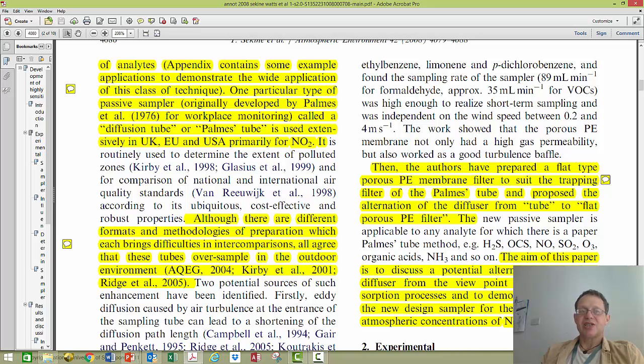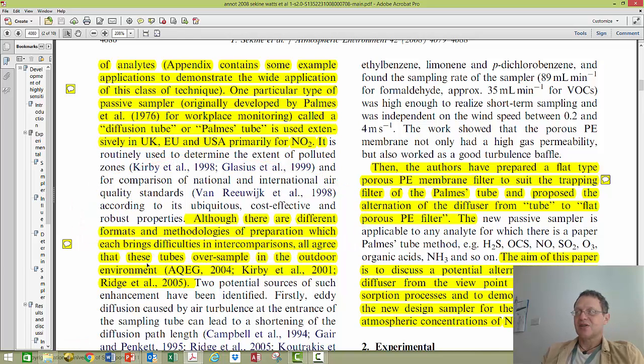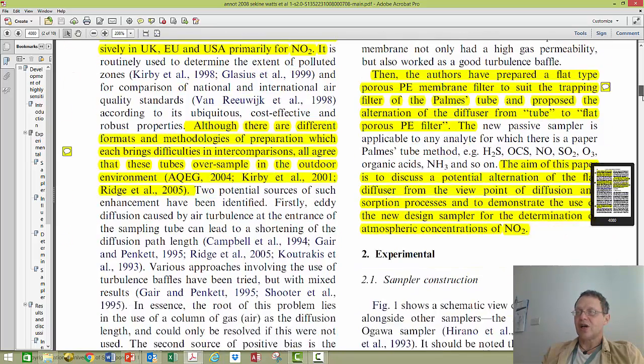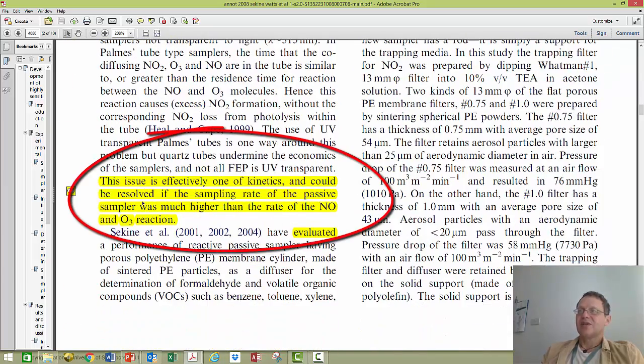Now, the next second stage is about need, what we have got. Well, here we are. Although there are different formats and methodologies of preparation which each brings difficulties and intercomparisons, all agree that these tubes oversample in the outdoor environment. That's what we've got. That's the problem, if you like, with these devices. And remember, we're setting up need in the difference between what we have got and what we want. What do we want? Well, it's here.